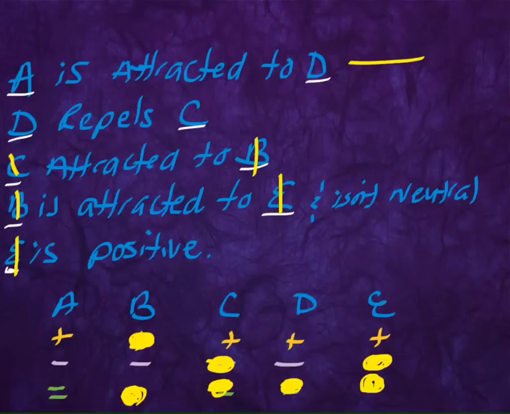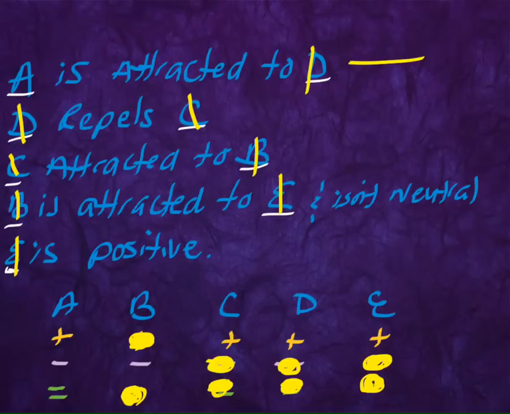So we figured out B, C, and E, but now we need to figure out what D and A could be. So let's go on with it. Get a line through that C. So A is attracted to D. Nothing. D repels C. Uh-oh. Well, if C is positive, then D cannot be negative if they repel each other, right? Okay, so now we have just figured out what D is.